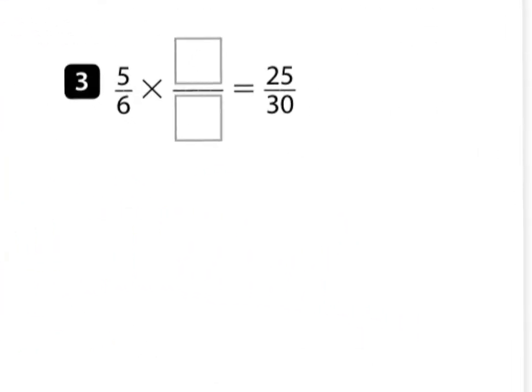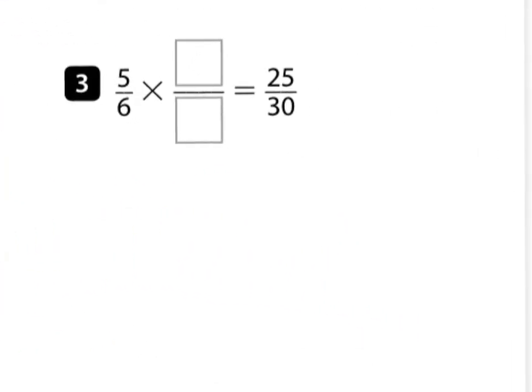All right, number 3, you have 5/6, and we want to get that to 25/30. So what times 5 will equal 25? 5. And 6 times what will give me 30? Of course, whatever you do to your numerator, you must do to your denominator.